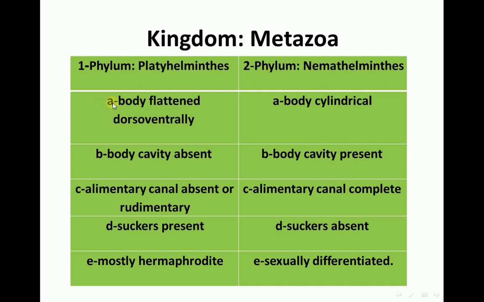This is a comparison between phylum Platyhelminthes and phylum Nemathelminthes. Body is flattened dorso-ventrally in parasites of Platyhelminthes, while body is cylindrical in parasites of Nemathelminthes. Body cavity absent in parasites of Platyhelminthes. Body cavity is present in parasites of Nemathelminthes. Alimentary canal absent or rudimentary.